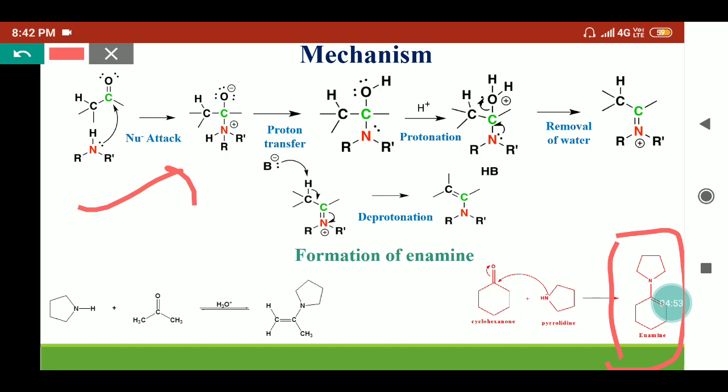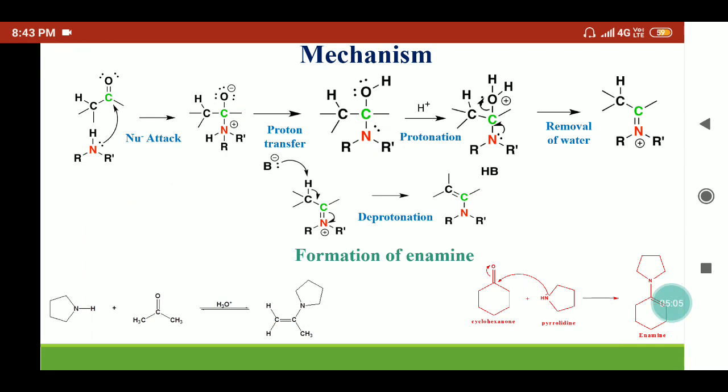Now, because nitrogen has a lone pair here, it can go to this carbon, and this carbon can have a negative charge. So this carbon has a nucleophilic property. So we can alkylate, acylate, or further react in different manners to get different products of the carbonyl compound.